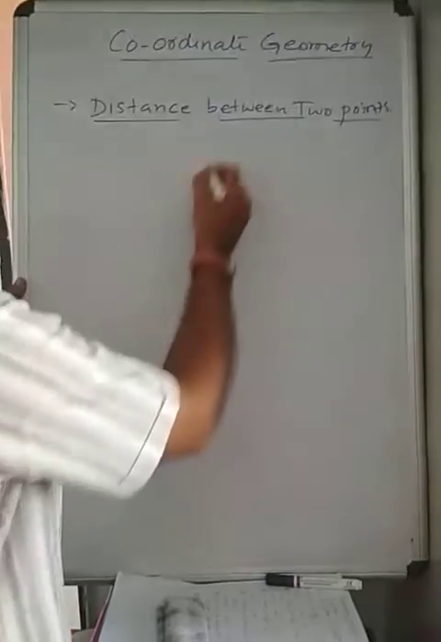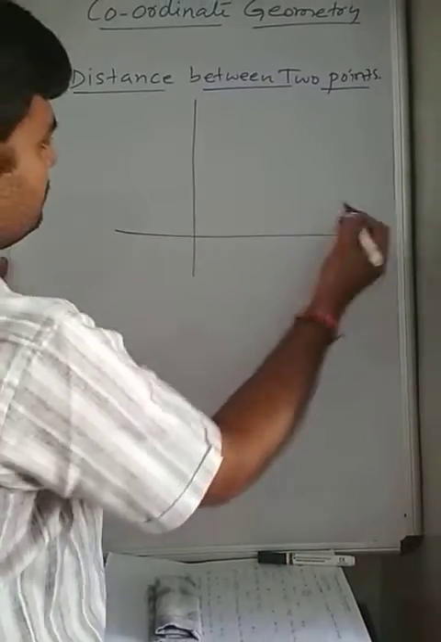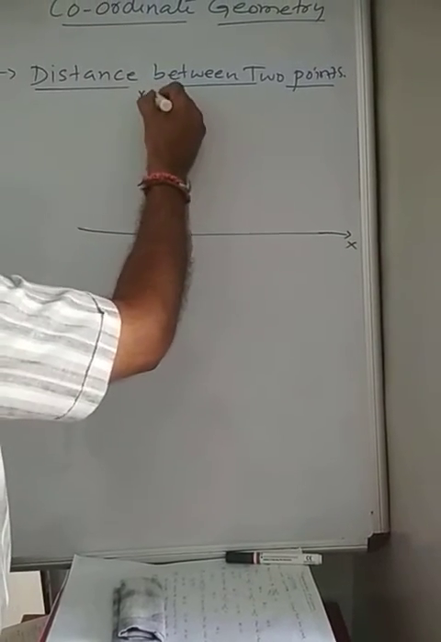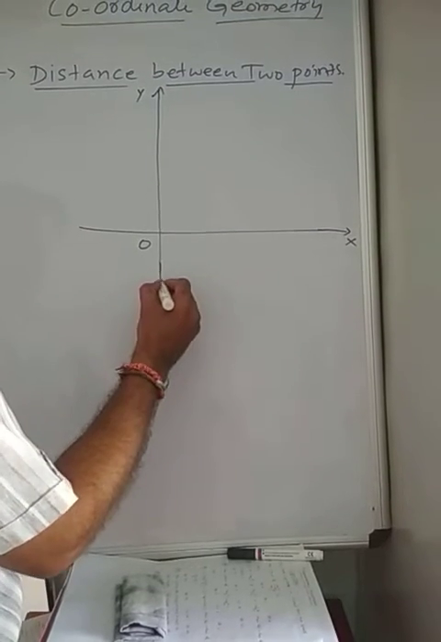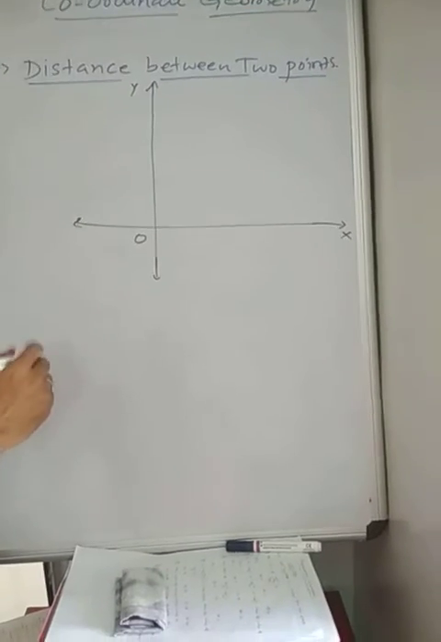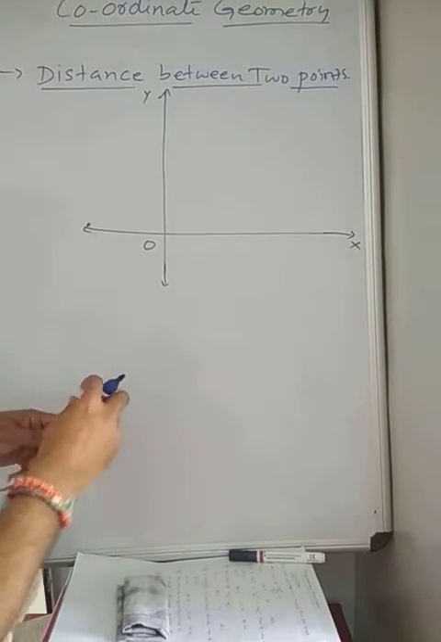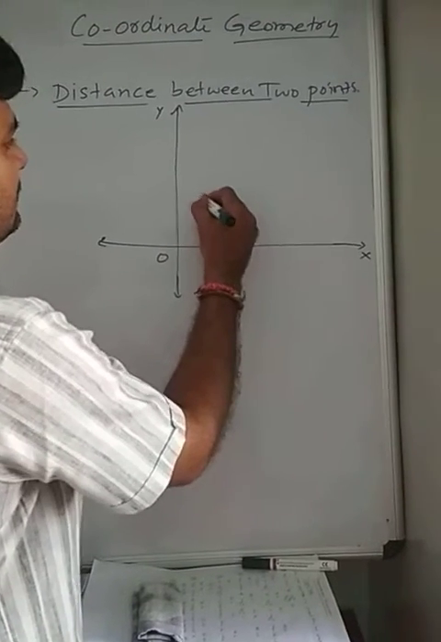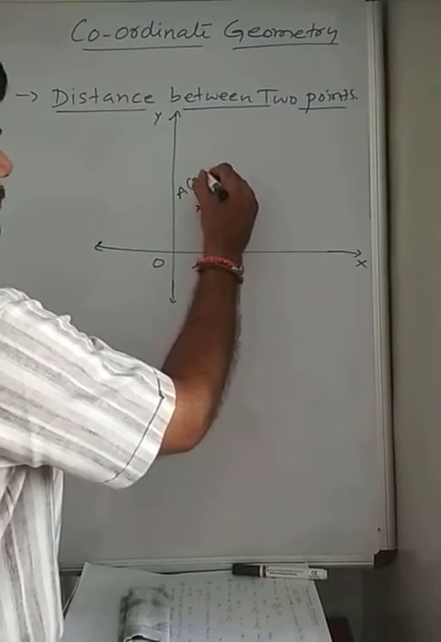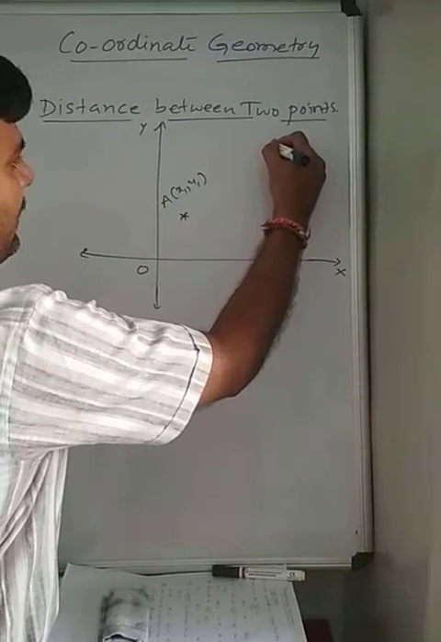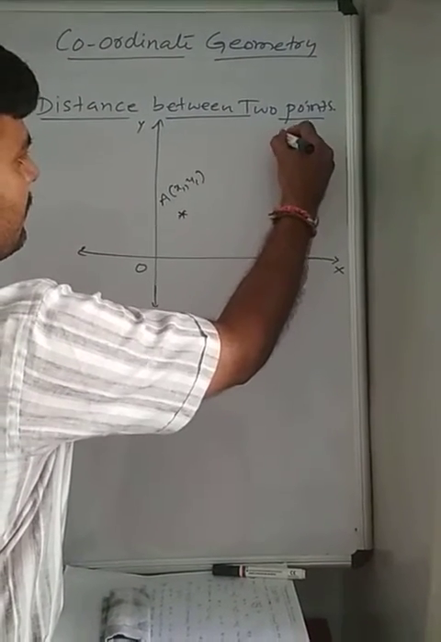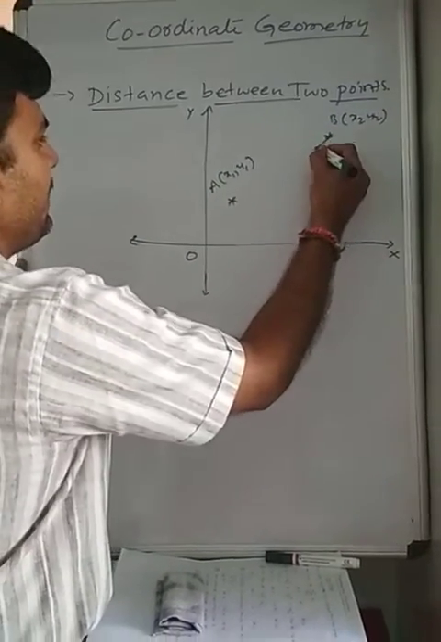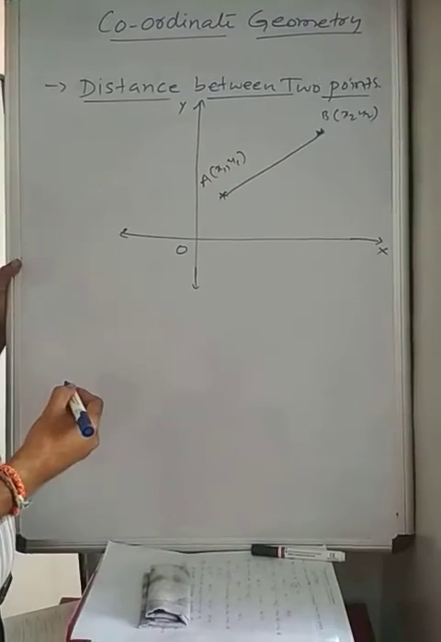So in a plane, x-axis, y-axis, the origin 0. Now, for the distance between two points, I am taking two points in a plane. Let A be x1 y1 and one more point B be x2 y2. Now we require the distance between the two points.